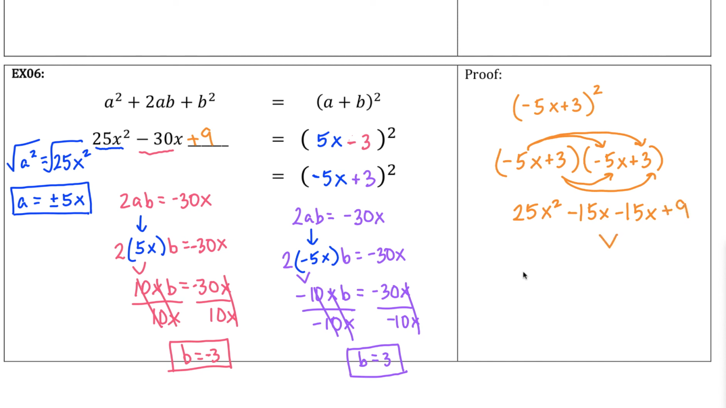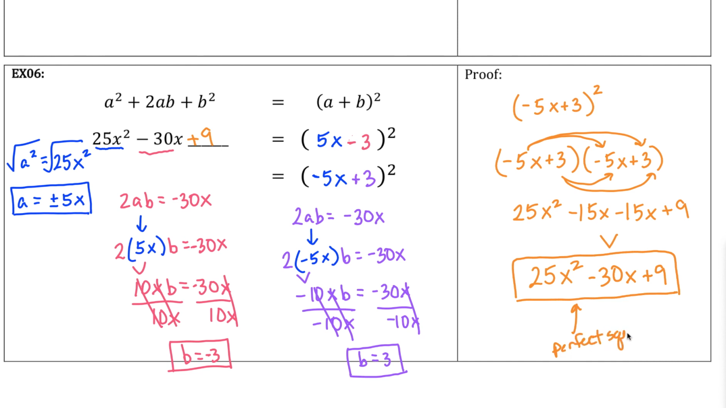I can combine these two. So I get 25x squared minus 30x plus 9. So that means that this right here is a perfect square. And yeah, it's a perfect square, and that was the whole point. I can't just put 8 here. I can't put 7 here. It has to be 9 because I can write it as a perfect square. And that's it. Thank you.